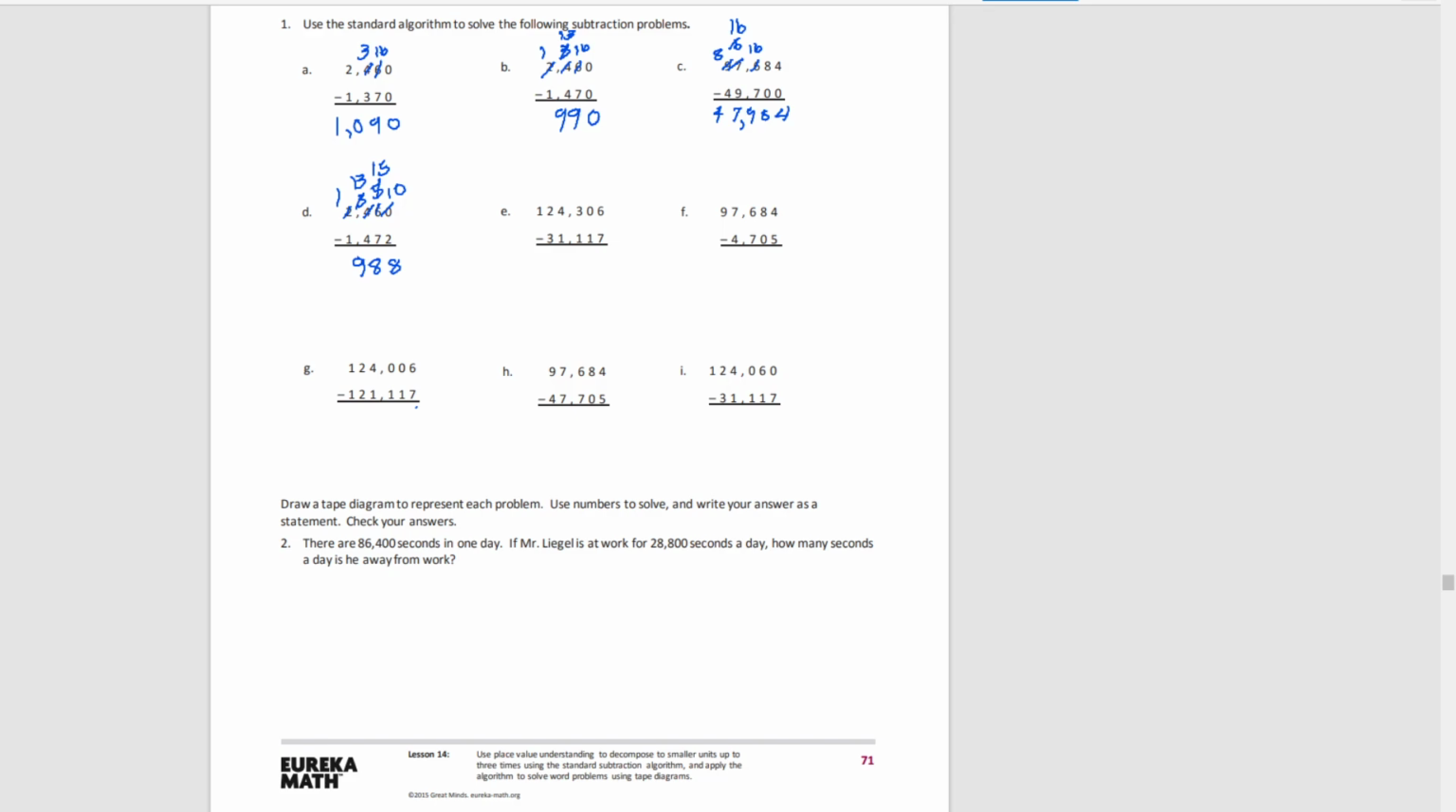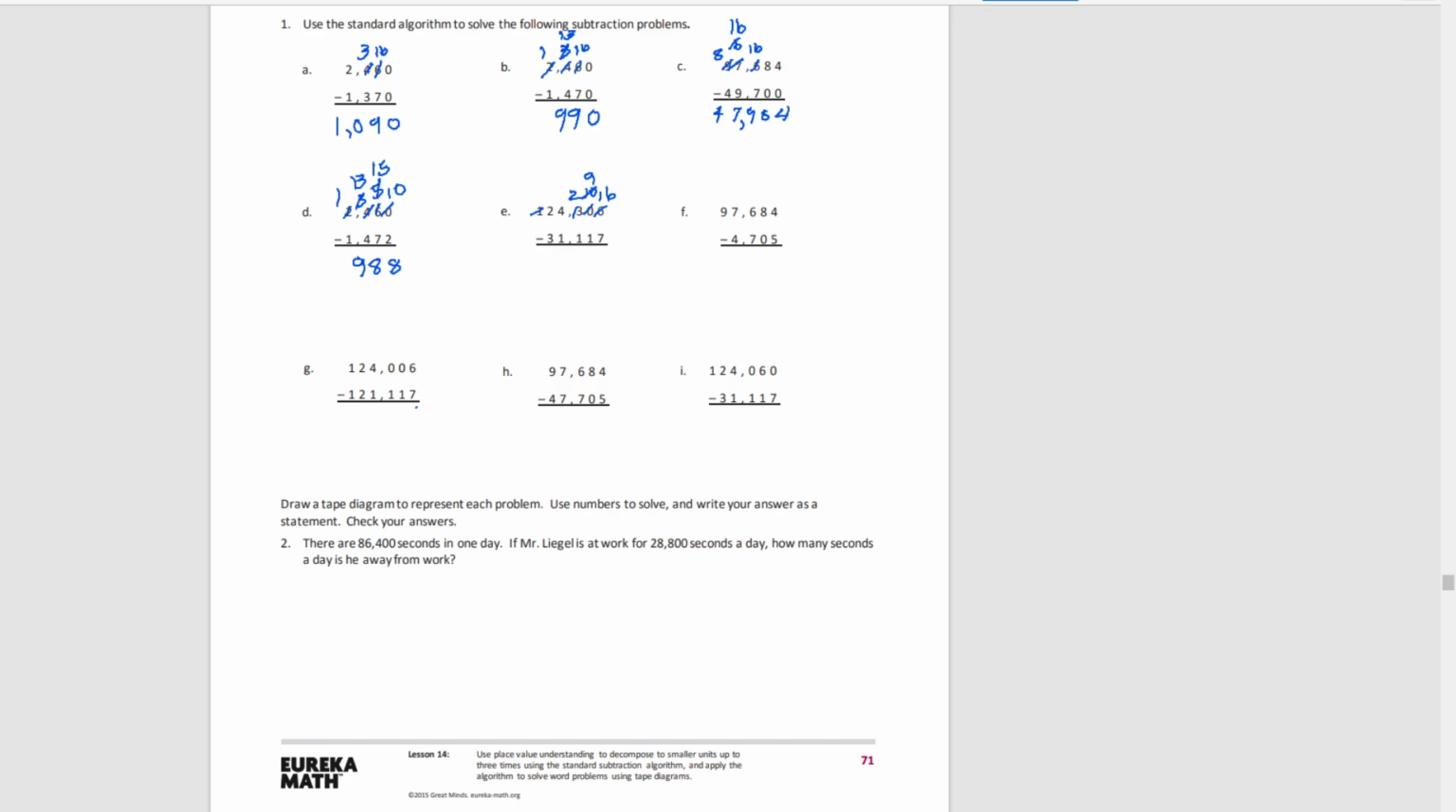For E, we can't do the ones, so we go to the tens, but there's no tens to decompose, so we need to go to the hundreds, take 1, and make it 10 tens. So now we can take one of those tens and add it to the 6 ones to get 16 ones. So we can now subtract the ones, the tens, the hundreds, the thousands.